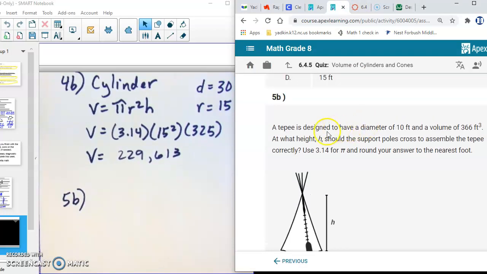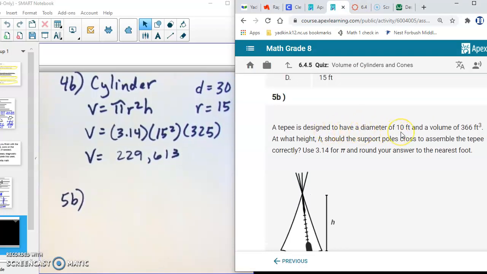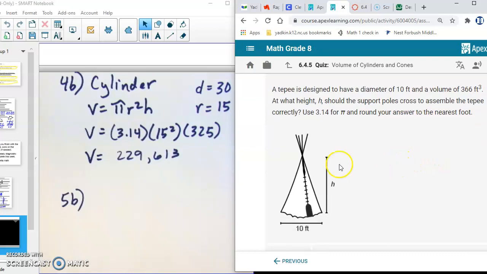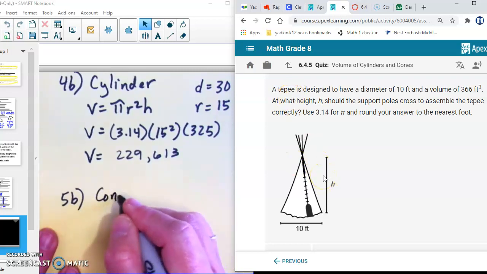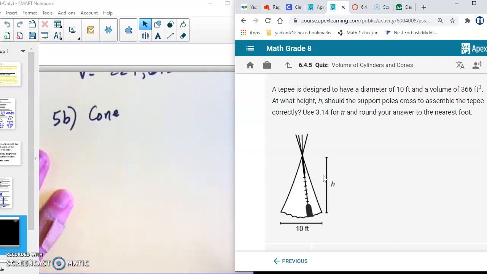A TP is designed to have a diameter of 10 feet and a volume of 336 feet cubed. At what height, so we're trying to find h, should the support poles cross to assemble the TP correctly? Use 3.14 for pi and round your answer to the nearest foot. In other words, the nearest whole number. Okay, we're looking at a TP-shaped tent, or it is a TP. But what is that shape? It is a cone.